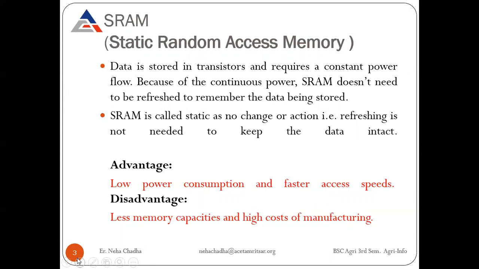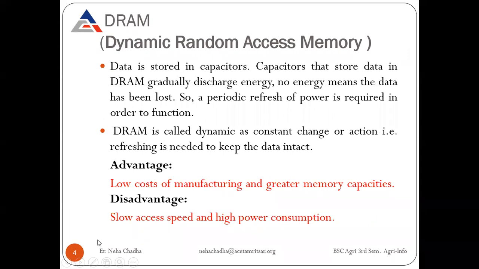When we compare SRAM with DRAM, in dynamic RAM the data is stored in capacitors. In static RAM we use transistors, but here we are using capacitors. The capacitors that store data in DRAM gradually discharge energy, so no energy means the data has been lost. A periodic refresh of power is required in order to function. DRAM is called dynamic as constant change or action, that is refreshing, is needed to keep the data intact.